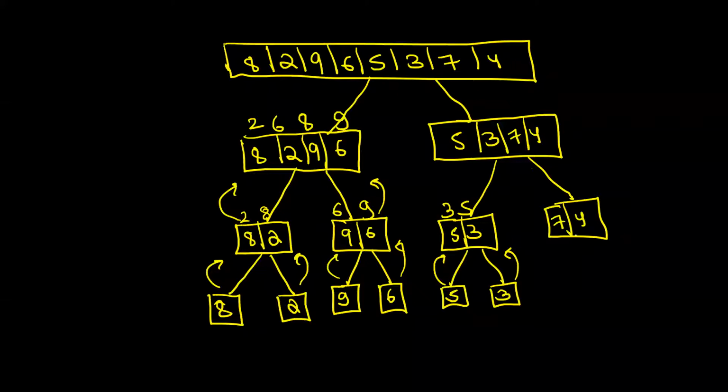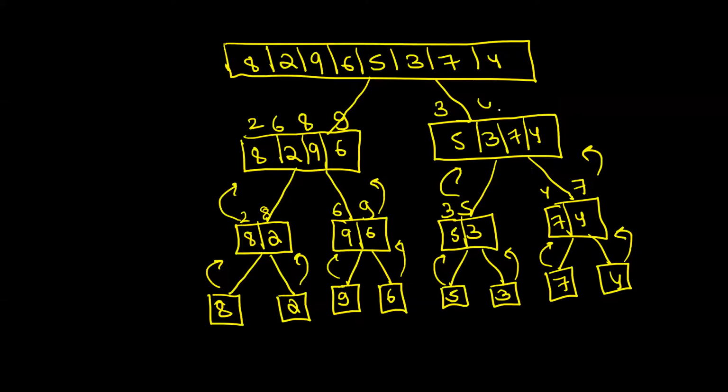7 and 4. Big problem. Again, I break it up. Can you sort the left part? Single element, return. Can you sort the right part? Single element, return. Now perform a merging. When you perform a merging, this part gets sorted. The left part is sorted, the right part is sorted. Again, you will perform a merging. So what will happen? 3, 4, 5, 7.